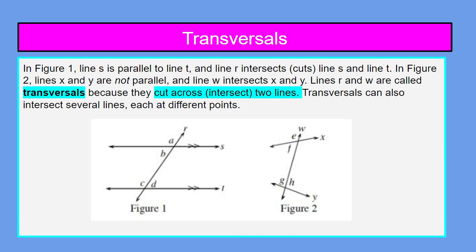Now we're going to talk about transversals. So a transversal is basically just a line that is cutting through or transversing through two other lines. They could also intersect more than two lines at different points.